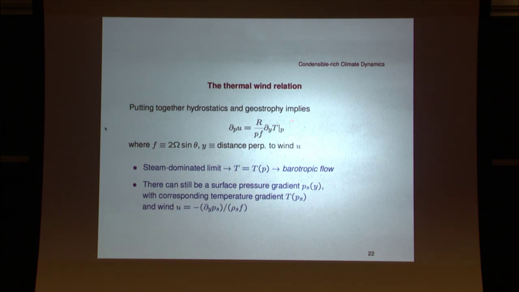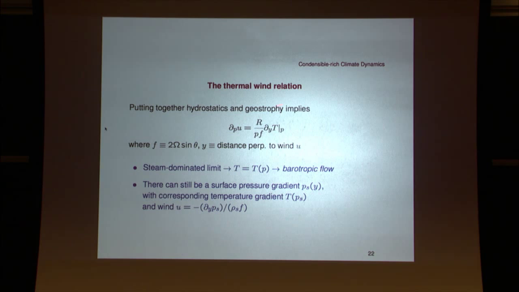This is the thermal wind relation, which comes from putting together geostrophic balance and hydrostatics. It says that the vertical shear of the wind is proportional to the horizontal gradient of temperature at constant pressure. So as you go to this steam-dominated limit, where the temperature is just a function of pressure, there's no vertical shear in the wind, and it's purely barotropic. So we do expect these saturated non-dilute atmospheres to have barotropic dynamics.